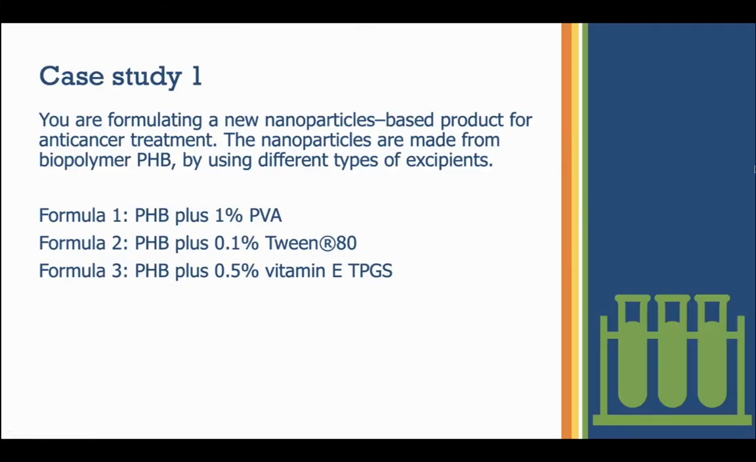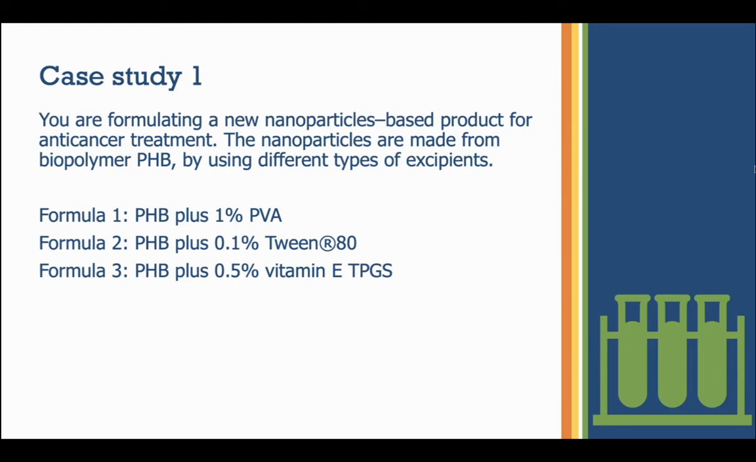So let's have a look at some examples of study. Okay, so case study number 1, you are formulating a new nanoparticle-based product for anti-cancer treatment. The nanoparticles are made of the biopolymer polyhydroxybutyrate, or PHB, by using different types of excipients, or a different type of surfactant. So formula number 1, you use PHB and 1% PVA. This 1% PVA is the excipient.